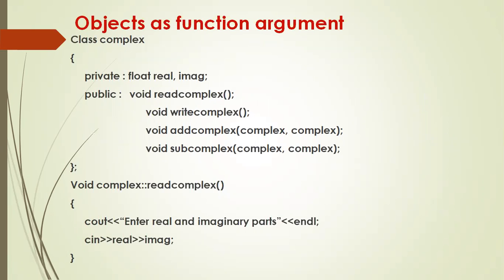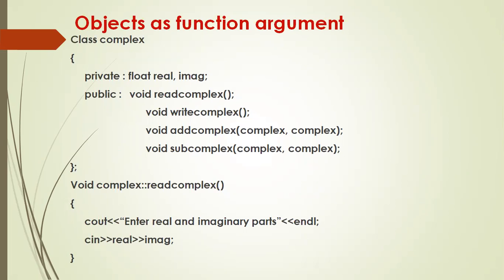We know that any function, whether it is a member function of a class or a normal function, in C++ or C falls into three categories. Function without argument, without return value. Function with argument, without return value. Function with argument and with return value.